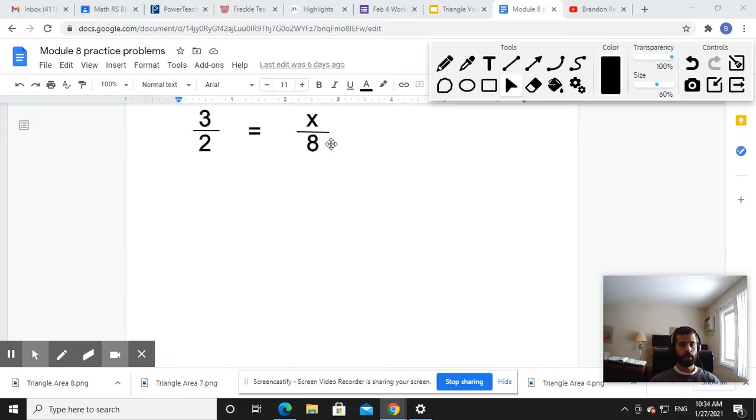Seeing a problem like this, we can use our algebra skills just like we did before, and we can say, okay, x is getting divided by 8. What's the opposite of dividing? It's multiplying. So we need to multiply x by 8 to get it all alone on one side. And if we're going to do it on the right side, we need to do that on the left as well.